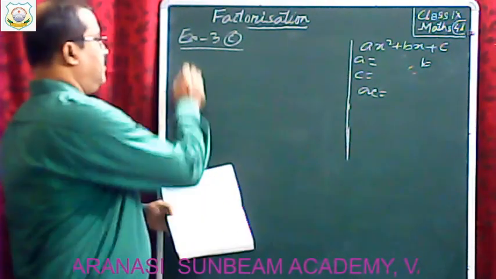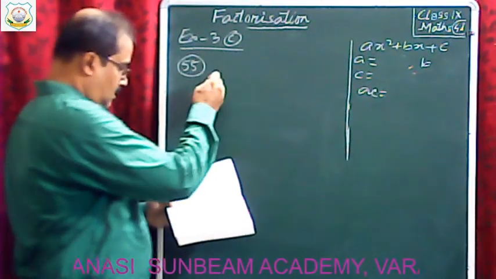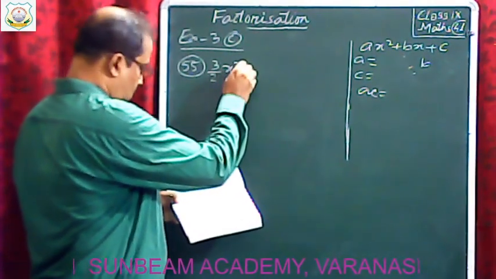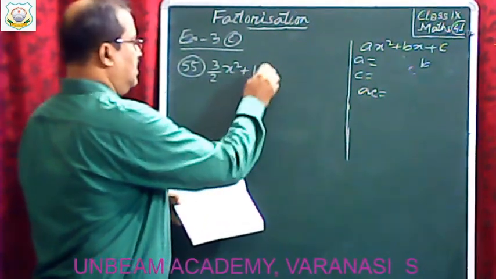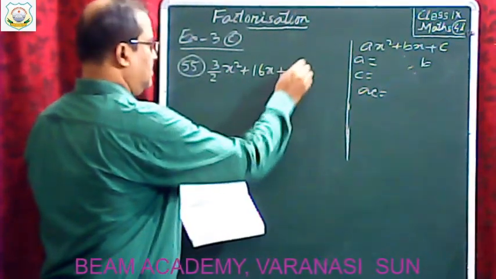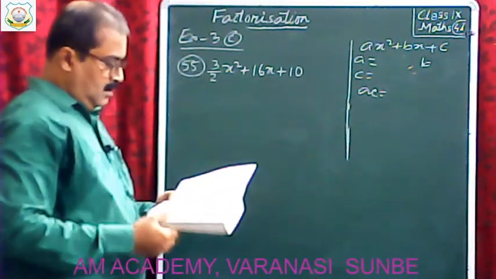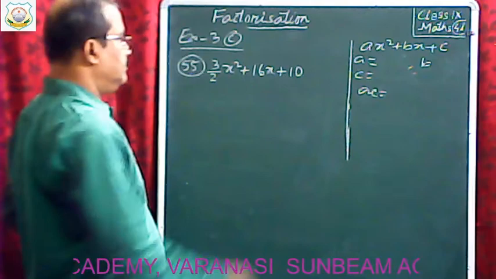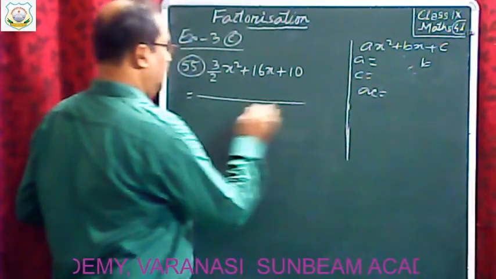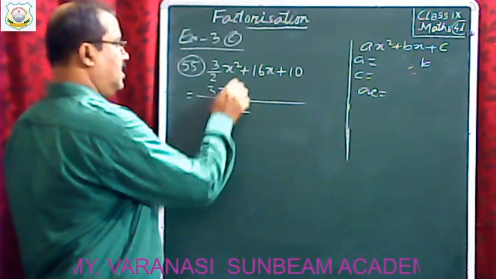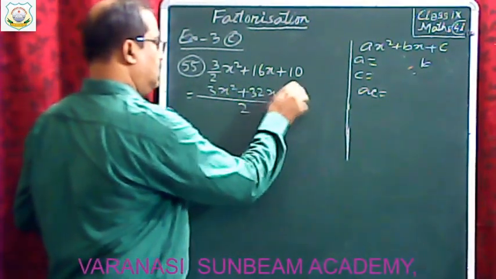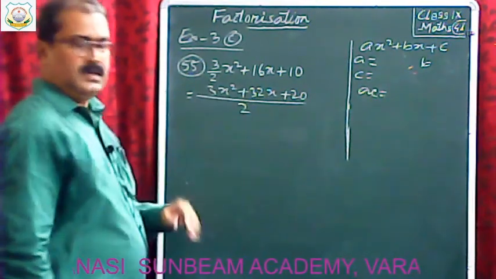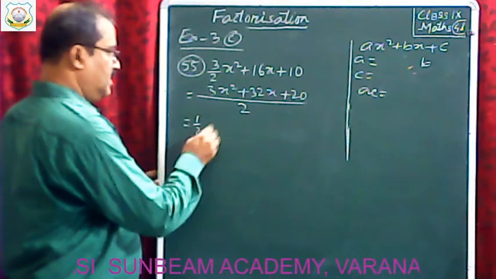Question 55: 3 by 2 x square plus 16x plus 10. So one of the terms is given in fraction. So nothing else, you have to take out LCM. First of all, you have to take LCM 2. So 3x square plus 32x plus 20, and thereafter you have to factorize the numerator. In this, 1 by 2 as it is.